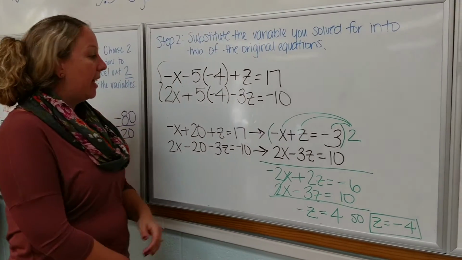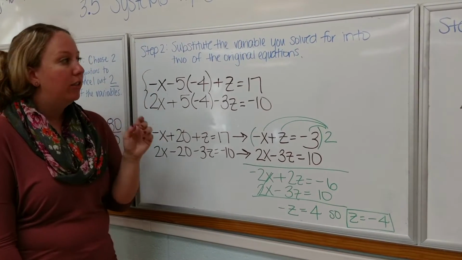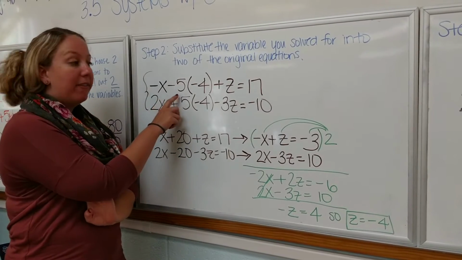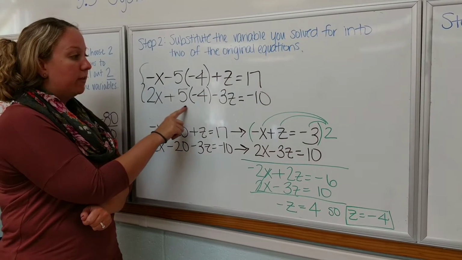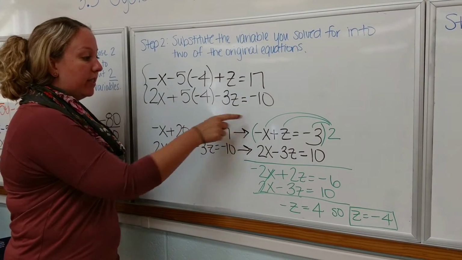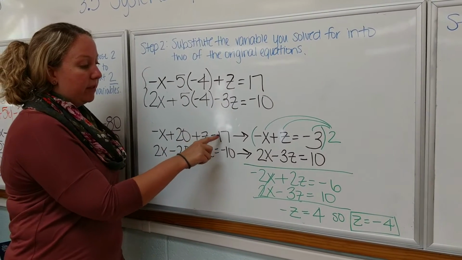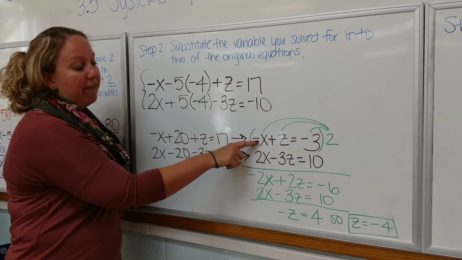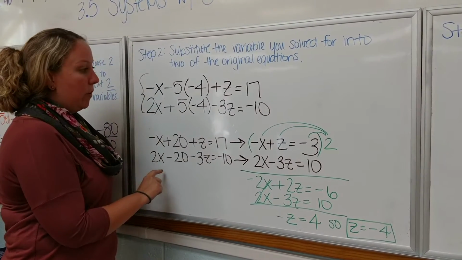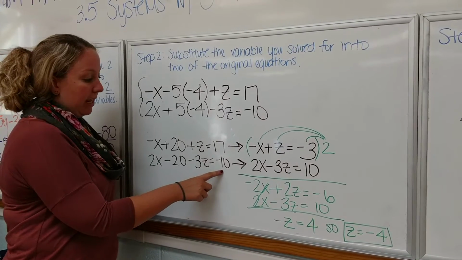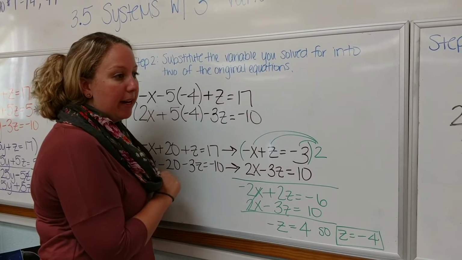So I'm substituting in negative 4 to equation 1 and 3. It can be any 2 equations of your choosing. So negative x minus 5 times negative 4 plus z equals 17. 2x plus 5 times negative 4 minus 3z equals negative 10. I get negative x plus 20 plus z equals 17. And moving that 20 over, I have negative x plus z equals negative 3. Second equation, I have 2x minus 20 minus 3z equals negative 10. And moving my 20 over, I have 2x minus 3z equals 10.